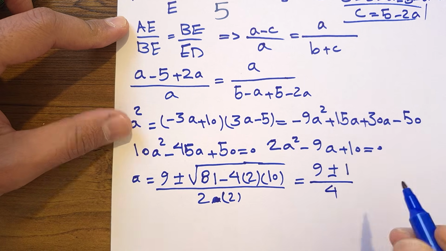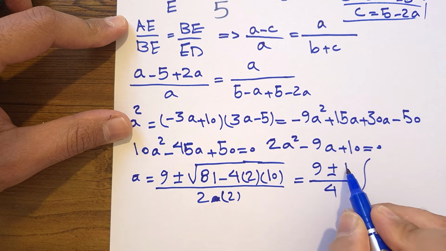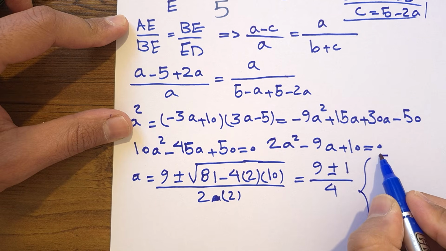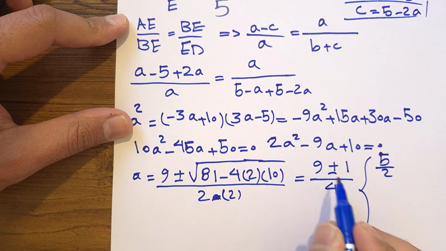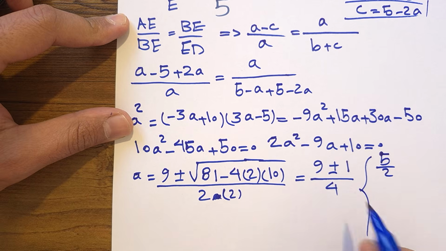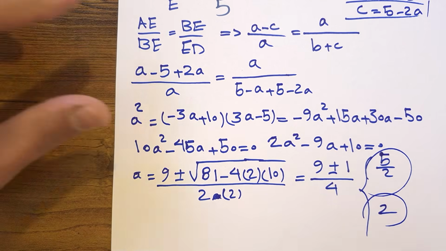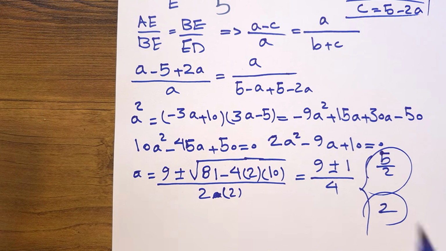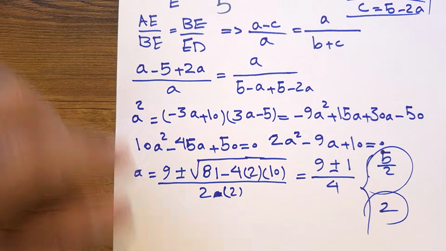So the square root of 1 is just 1, over 4. So from this, A is either 9 plus 1 over 4, which is 10 over 4, which is 5 over 2, or A is 9 minus 1, which is 8 over 4, and it is 2. But which one is the answer? We don't know yet. So one of them. So obviously A can have just one value. We are in geometry, right? It can't have two values.